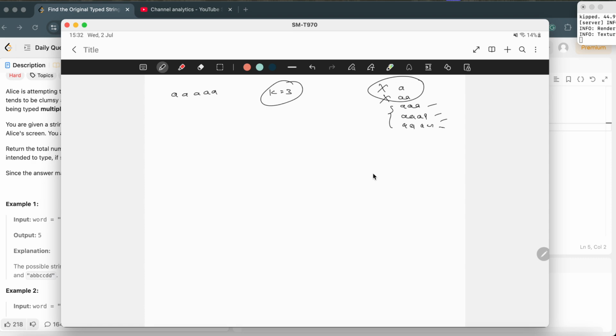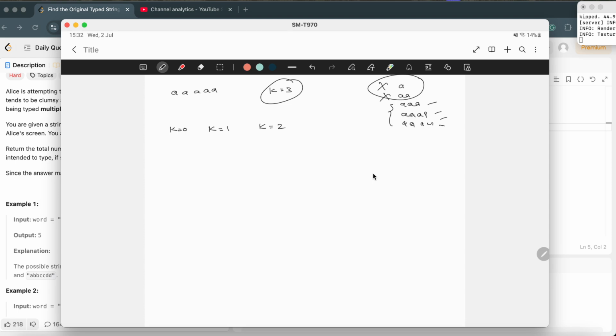When k value is equal to 3, all the values from k value 3 to whatever the string's length is, all those are valid. Below that, those are invalid. So what we will do, we will start with k equals 1, k equals 2. We'll try to generate answers.